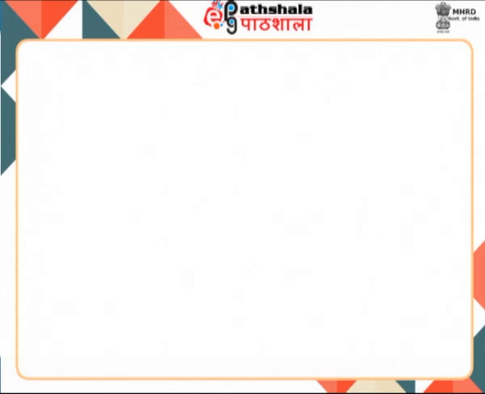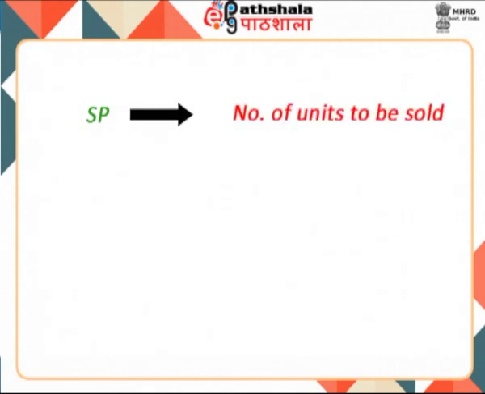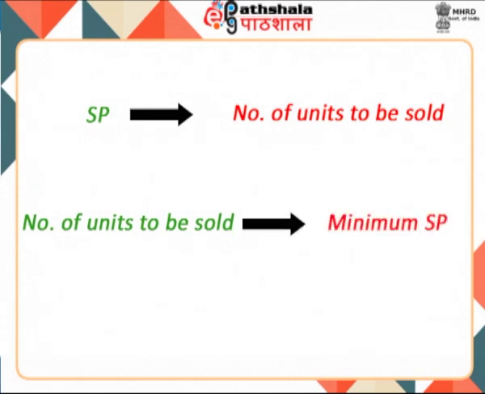Thus, we see that the break-even analysis can be done by determining the value of one or more of these variables. If the selling price is known, we can find out the number of units to be sold to break even. If number of units expected to be sold are known, we can use this equation to find out the minimum selling price to break even.